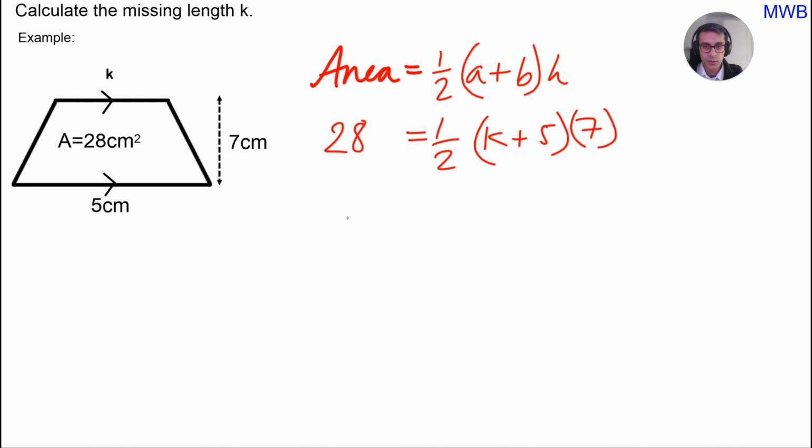So let's tidy this all up. Now half times 7 is 3.5. However, I'm going to do something different here. I'm going to divide both sides by 7 first in order to get rid of that 7 there. So this now becomes 28 divided by 7 is 4. And then we've got half K plus 5.